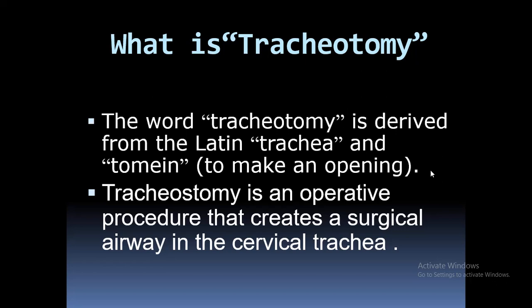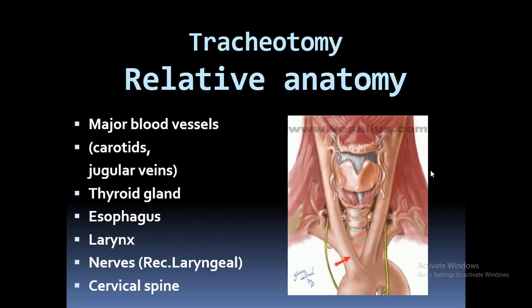The word tracheostomy is derived from the Latin trachea, and stoma, which means to make an opening. Tracheostomy is an operative procedure that creates a surgical airway in the cervical trachea. Several major blood vessels are present in the neck, like carotids, which are present just below the anterior border of the sternocleidomastoid, and also the jugular vein.